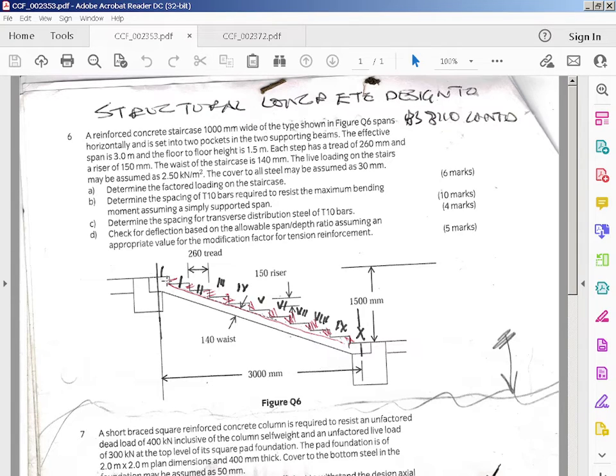So I was just saying the waist of the staircase is 140 millimeters. The live loading on the stairs may be assumed as 2.5 kilonewtons per meter squared. The cover to all the steel may be assumed as 30 millimeters. Determine the factored load on the staircase.